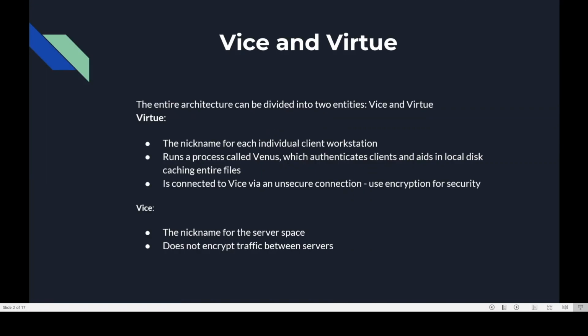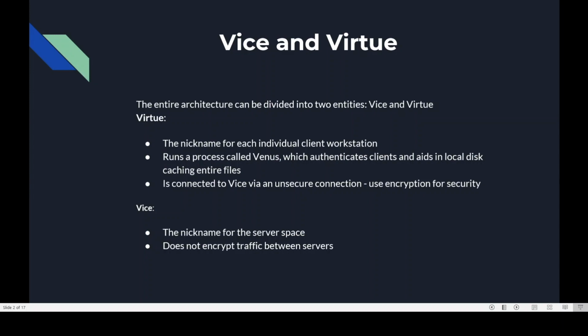So you can logically divide it into two subspaces, Vice and Virtue, although they are very much subdivided as well. Virtue is the nickname for each individual client workstation, and it runs a process called Venus, which authenticates clients and aids in local disk caching. It's connected to Vice via an unsecured connection, so they use encryption to communicate between the client and the server space. Vice is the nickname for the actual server space.